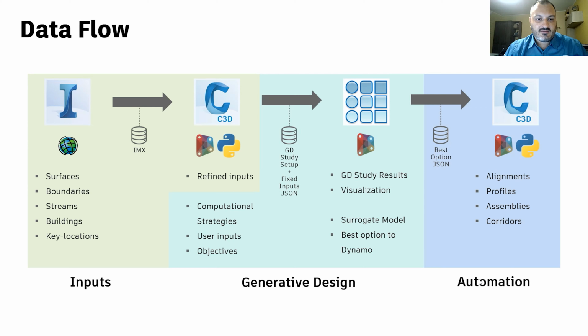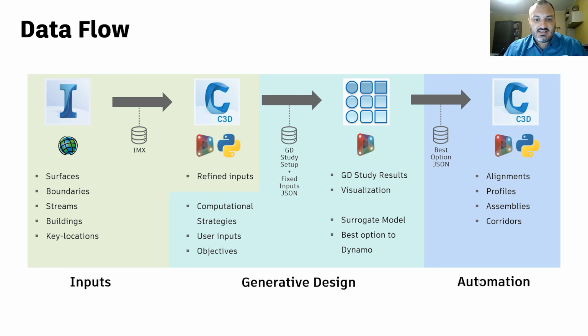In Civil 3D, we have Dynamo, and we can use it to start defining the computational strategies. And in doing so, we need to define what the user inputs are, as well as the variables that are going to be leveraged for the generative design piece, as well as the objectives. So we need to define what we want to minimize or maximize at the end of the study.